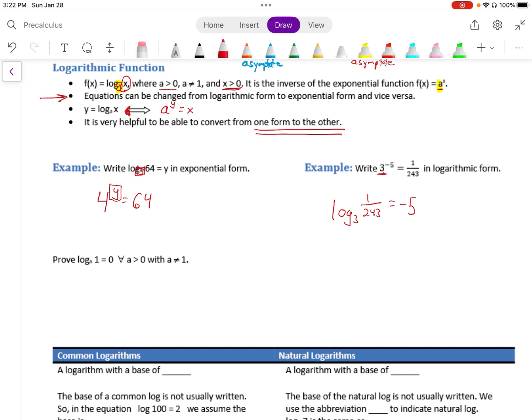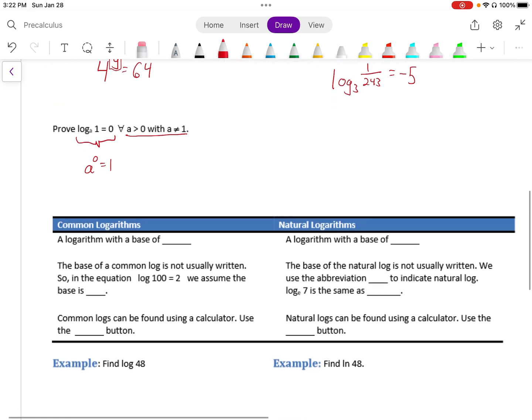The next one says prove log base a of 1 equals 0 for a is greater than 0 with a not equaling 1. So that refers back to our stipulations for logarithms before. The proof really isn't that long or much of a proof. If we think of this in exponential form, this would be a to the 0 equals 1, which we know is true from our rules of exponents. So a to the 0 equals 1, just changing forms shows us that that original statement is true.